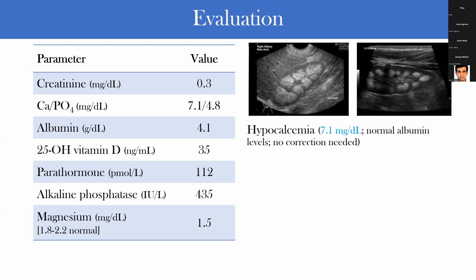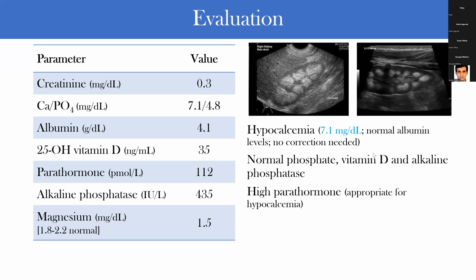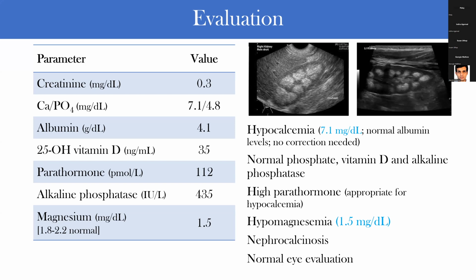Okay, so the abnormalities in this patient are, you have hypocalcemia. However, the albumin levels are normal, so we don't need to correct it. So normal phosphate, vitamin D, alkaline phosphatase, high parathormone, which is appropriate for the hypocalcemia, and you also have hypomagnesemia. So we are focusing on nephrocalcinosis with a normal eye evaluation. So we are focusing on evaluation of renal magnesium loss.